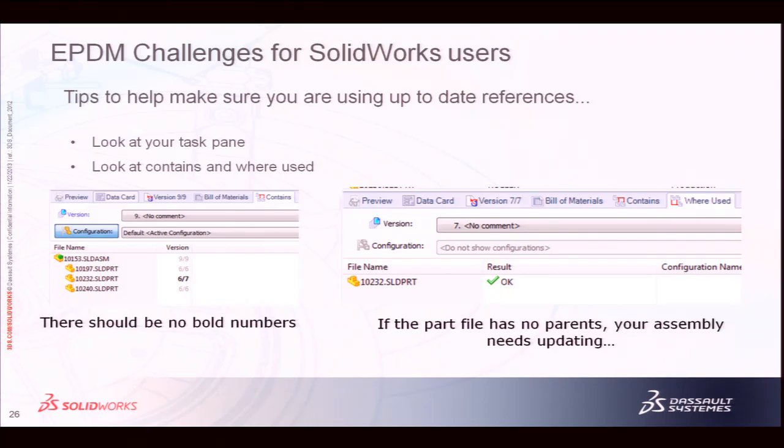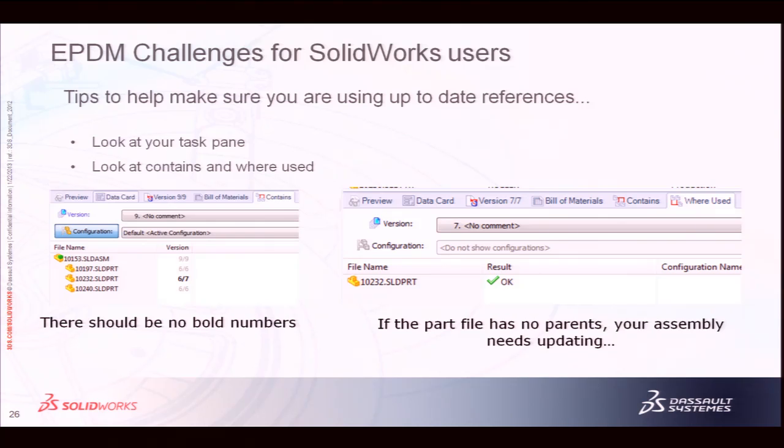So tips to make sure you're using up-to-date references. The most important thing is when you're in SolidWorks, look at your task pane. So have your task pane open, have it open all the time, hold on a separate monitor, whatever it takes to have that refresh showing. If you don't like the task pane showing, when you do every save, just get in the habit of flipping it open and just seeing, did somebody change a part I'm working on? Because if they did, maybe I want that. I can bring it in.